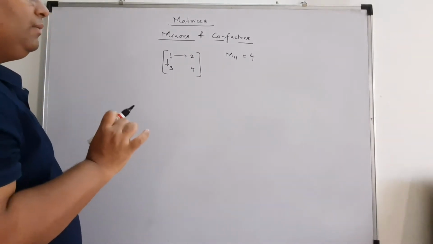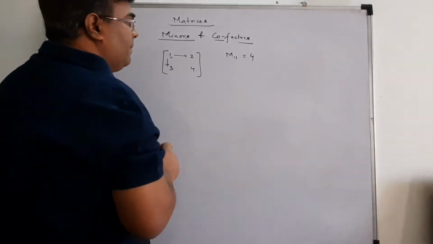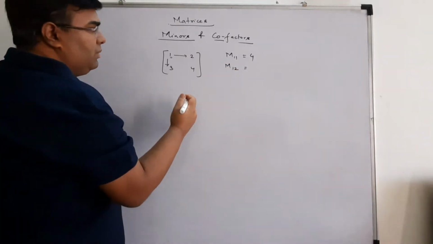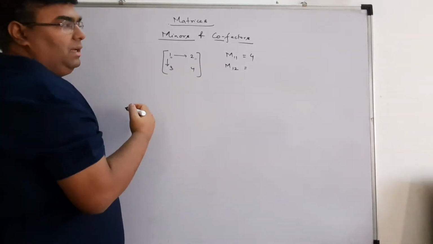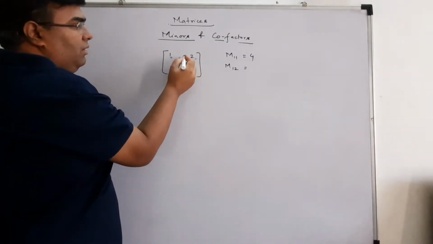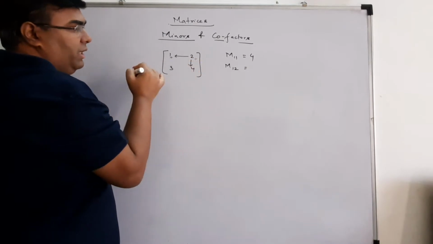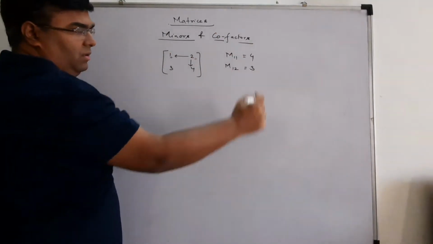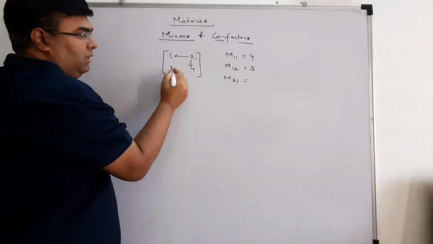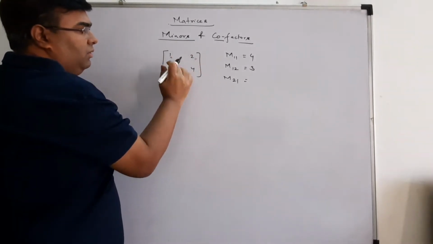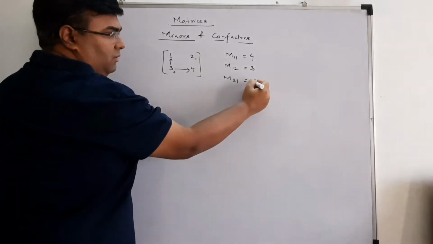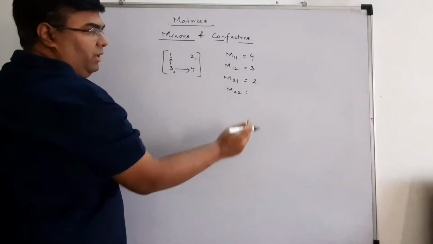Write it like this. So M11 is equal to 4. Similarly, if we write M12, what is M12? M12 is basically the minor of this element, first row and second column. So in this case, we will remove this first row and second column. What is left? 3. What is M21? M21 means this element. We will remove this row and this column. What is left? 2. Last one, M22.